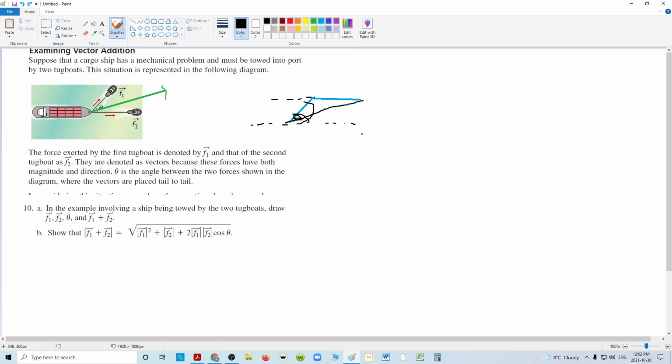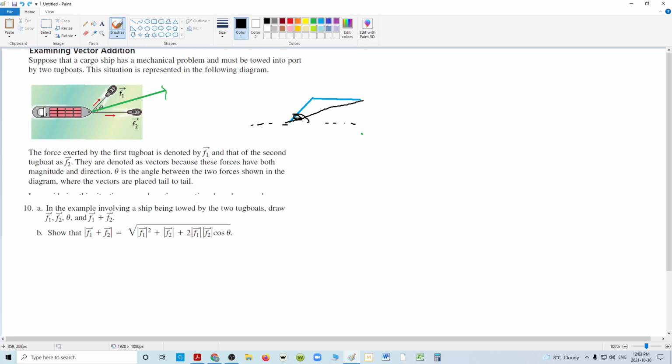So you can figure things out. Show that F1 plus F2 is equal to the cosine law, essentially. Now I'm surprised F2 here is not squared. It should be. That might just be a typo.